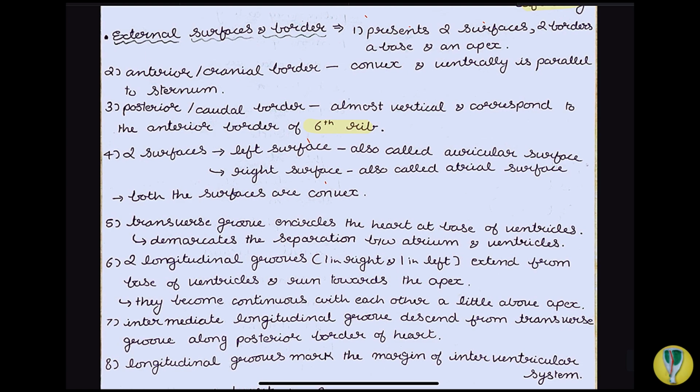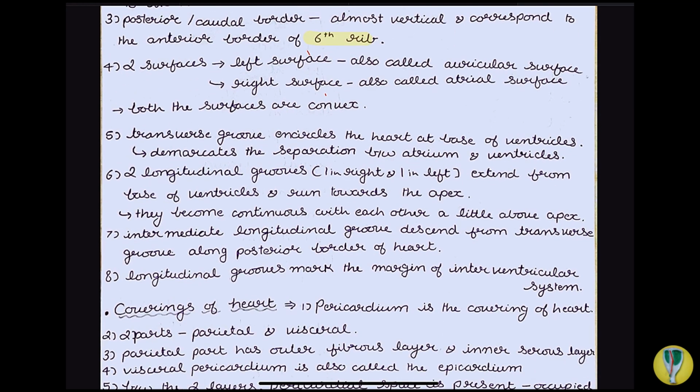Then we have the two surfaces, the left surface, which is called the auricular surface, and the right surface, which is called the atrial surface. Why? Because the auricle part of the atrium is situated on the left side, so that surface is called the auricular surface, while the right surface is called the atrial surface, and both surfaces are convex. Then a transverse groove encircles the heart at its base, and it demarcates the separation between the atrium and the ventricle.